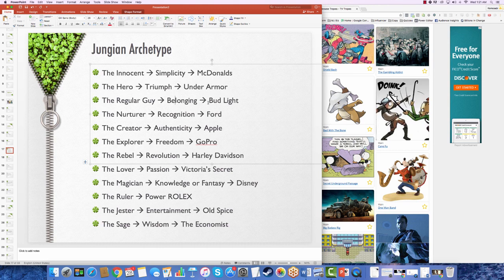The next one is the Rebel. The Rebel is all about revolution, or just anarchy, or being an individual, less so than the creator, who is all about being the center of attention. But the Rebel is all about being individualistic and not in the status quo. They're very contrarian in nature.